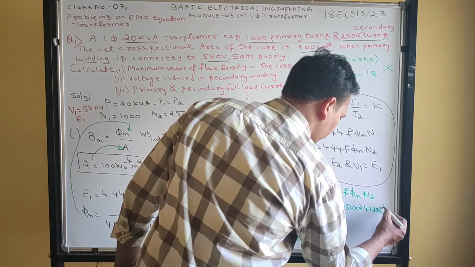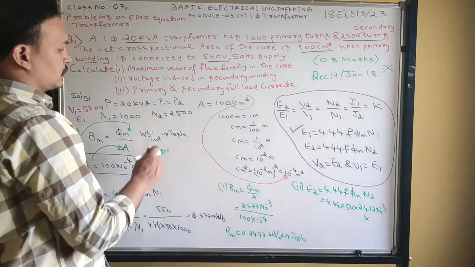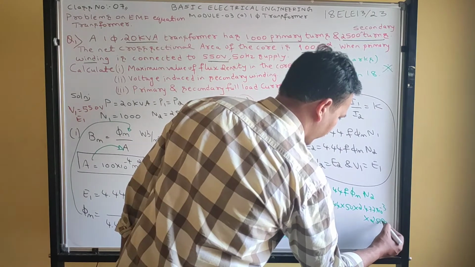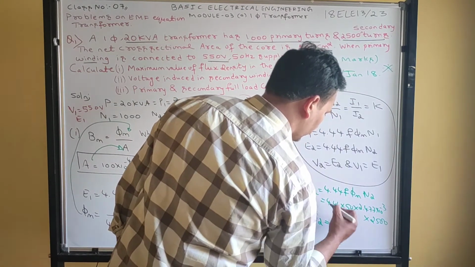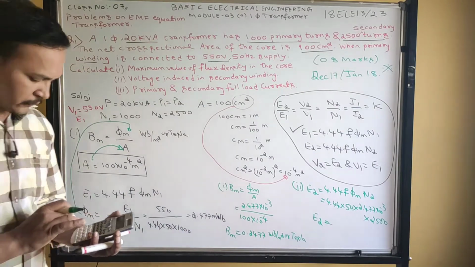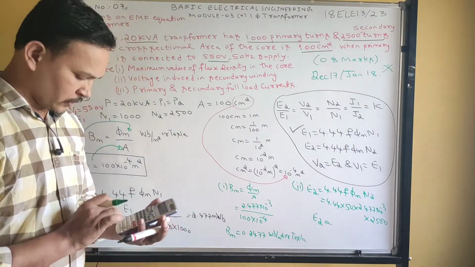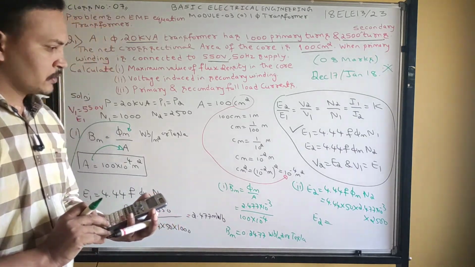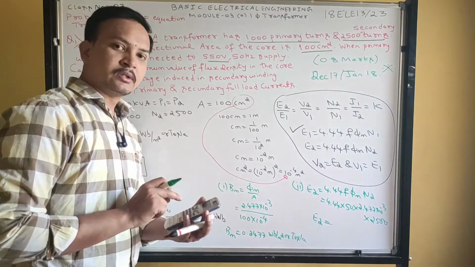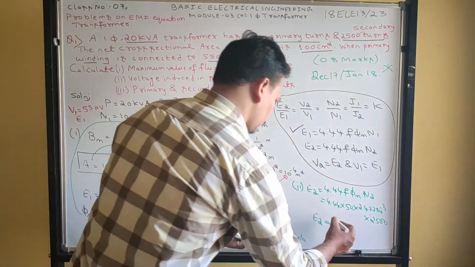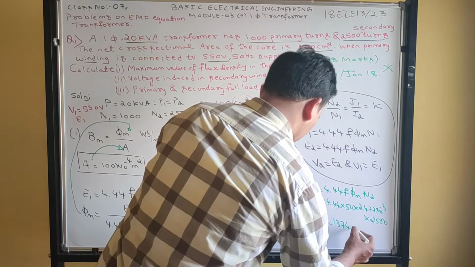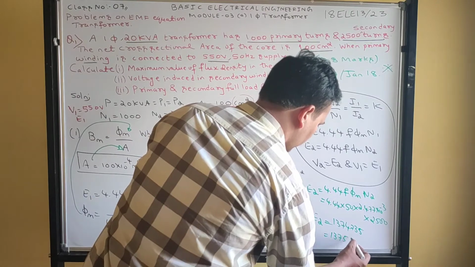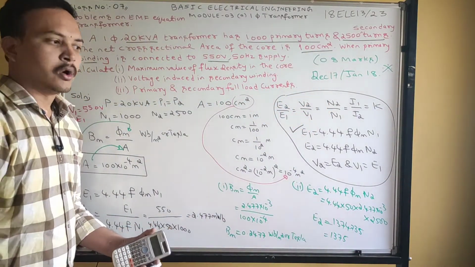2.477 milliweber into, what is the number of secondary turns? 2500 turns. Number of secondary turns is 2500. So by doing this multiplication, we got 4.44 into 50 into 2.477 milliweber into 2500 turns. So finally we got the answer 1374.735 volts. You can approximate this as 1375 volts.